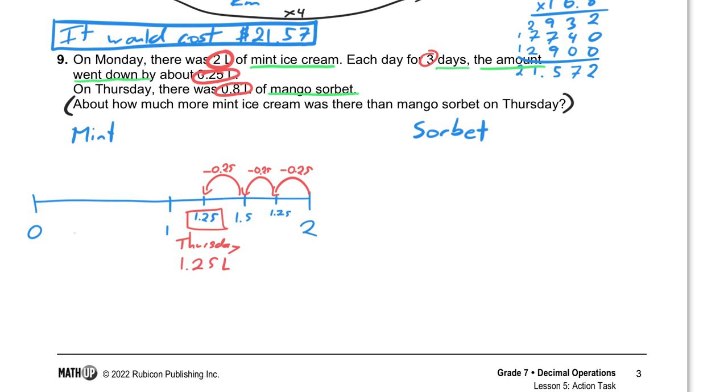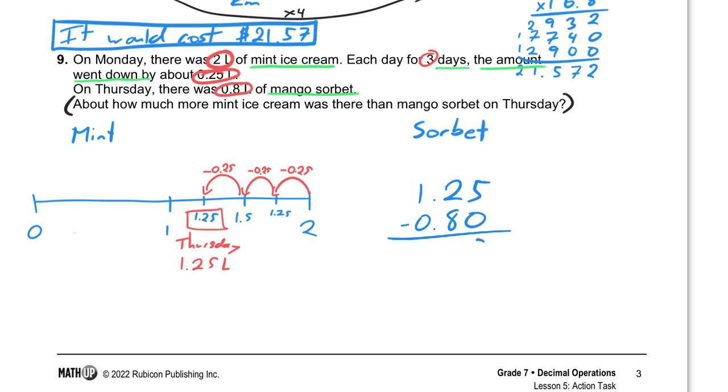Okay, how about for the sorbet? On Thursday, we know that there was 0.8 liters of mango sorbet. And the question was, how much more mint ice cream was there than mango sorbet on Thursday? Well, if it's how much more, that sounds like a subtraction question. So I'm going to start with mint, and I'm going to subtract the amount of mango sorbet. And I had 0.8. Remember, when we're subtracting, we need to keep those decimals one on top of the other. And now we just need to subtract.